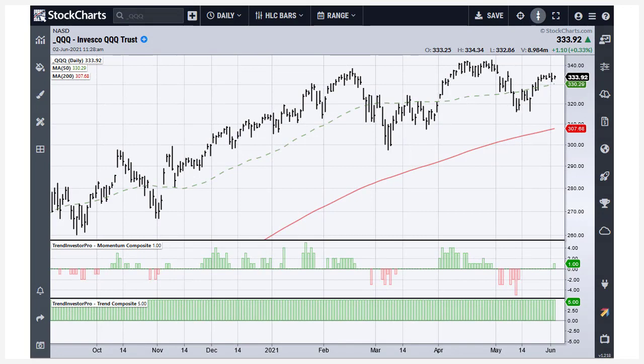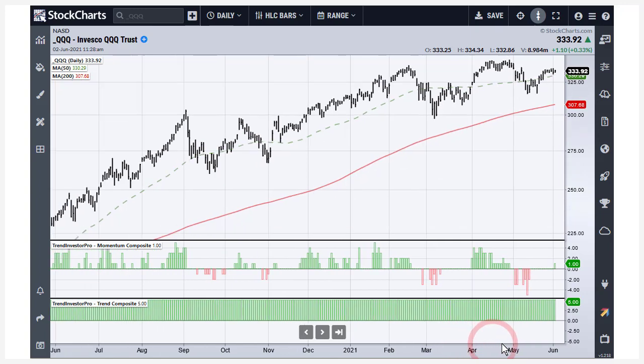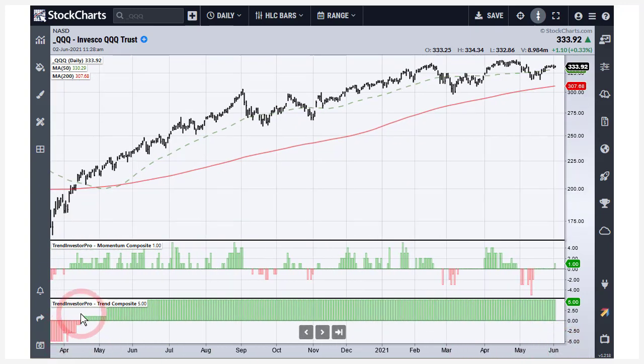Now, if we look at QQQ, we can see a different picture, but still an uptrend here. So here is the trend composite indicator. And if I scroll back, we can see that it turned bullish a lot earlier than the S&P 500 there in mid-April. And then we look at the momentum composite. Haven't had many oversold opportunities. We had 2 oversold signals there in September, October. We had 3 oversold signals there in late February, early March. And then here in May, we had some oversold signals.